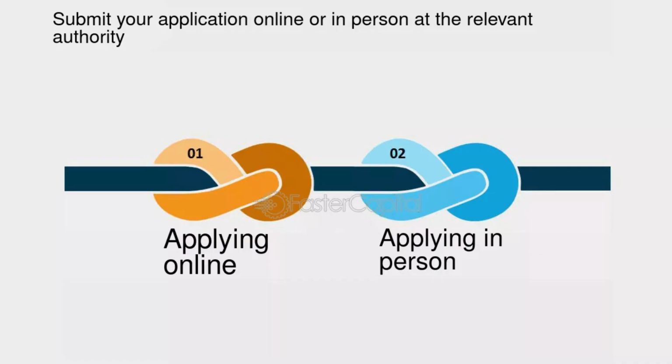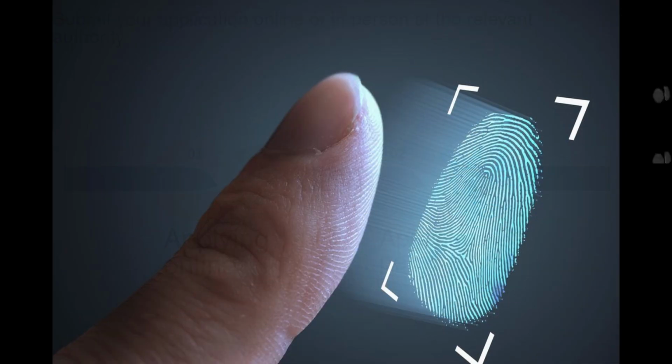6. Submit your application. Online or in person. Depending on the country, you might submit your application online, by mail, or in person at the embassy or consulate. Biometrics and interview. You may need to attend a visa interview and/or provide biometric information like fingerprints.